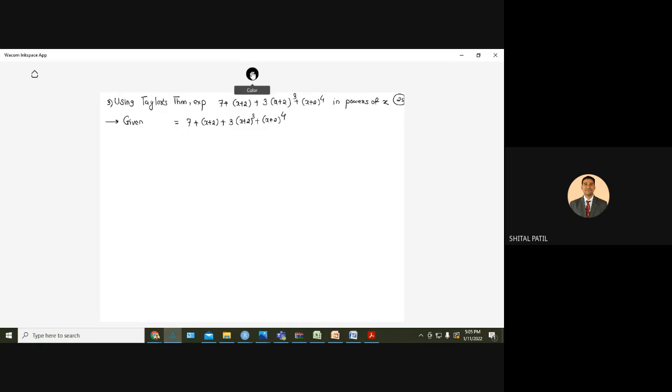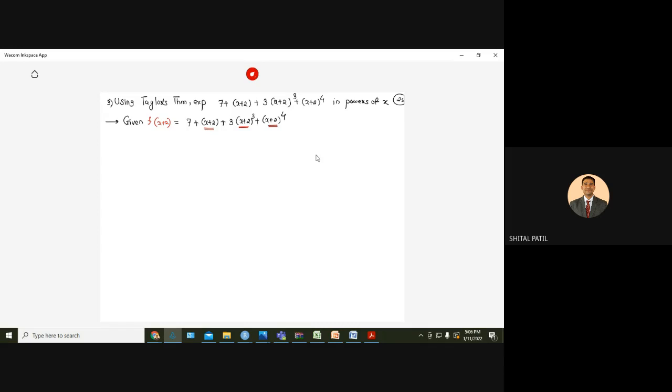So can anyone tell me what is given? Function of what? f of what do I have to write? f of x plus 2. Here x plus 2 is repeated: x plus 2 raised to 1, x plus 2 raised to cube, x plus 2 raised to 4. So we have been given f of x plus h like this.